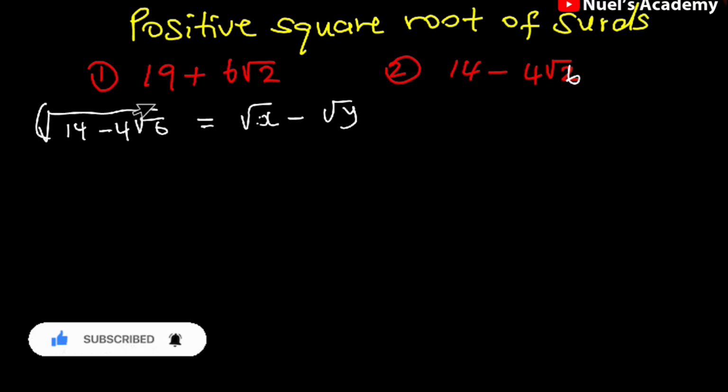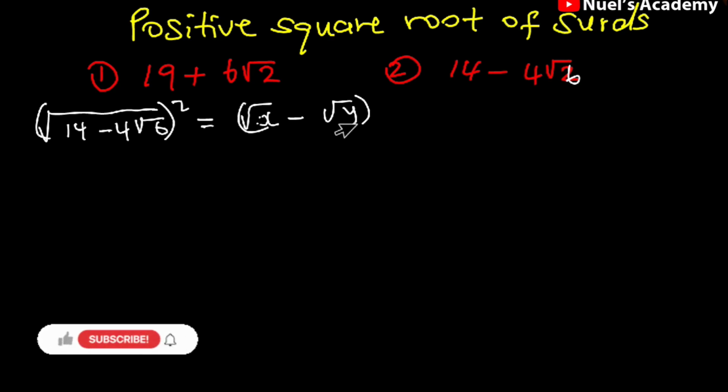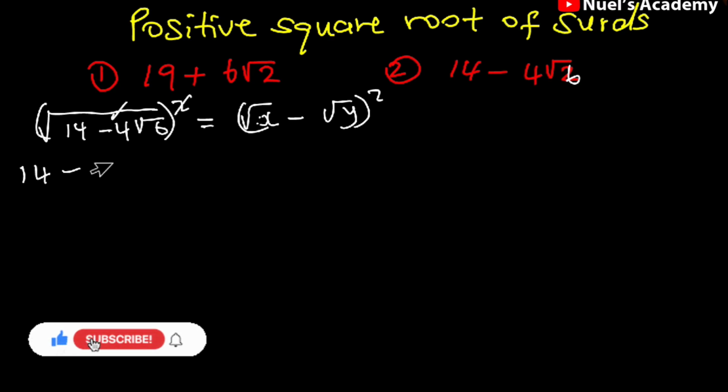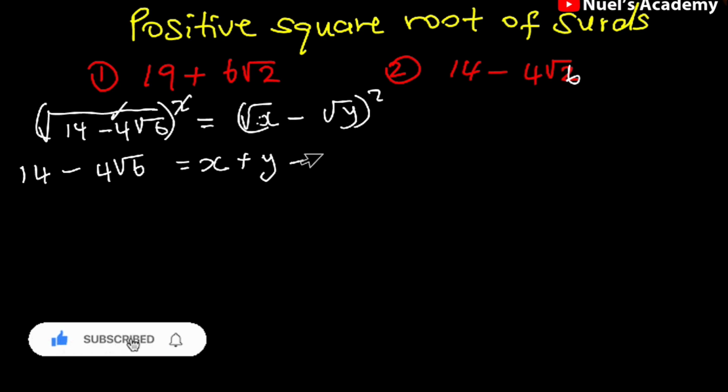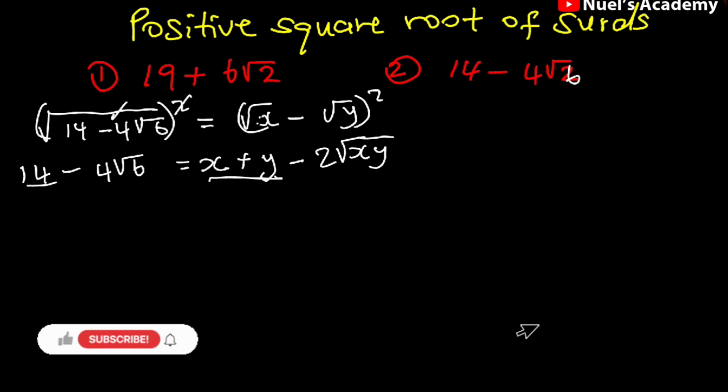So let's square both sides. This square will cancel this square root. We're going to have 14 minus 4 root 6 equal to, if we expand this, root x squared will give us x, then negative root y squared will give us plus y, then 2 times root x times negative root y will give us minus 2 root xy. So let's equate the rational parts of the surds and then the surd parts of the surds.